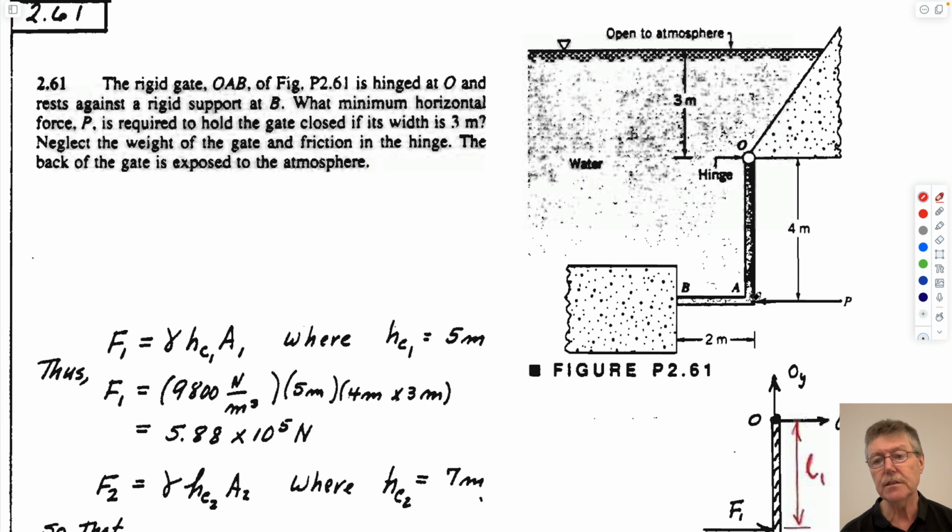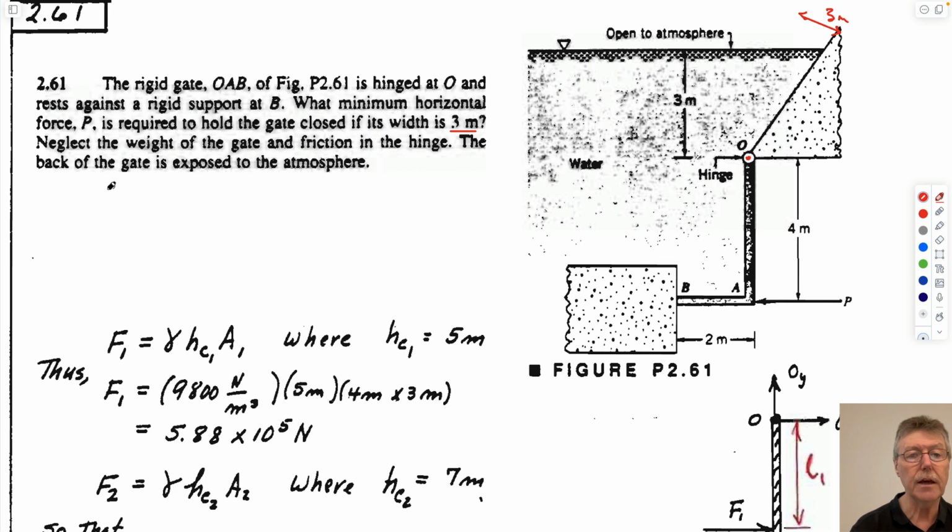You've got a dam which has a gate which is a strange shape. It's hinged here, and so it will rotate. And the question is, what force do you have to apply per unit width of the dam? The dam is 3 meters into the page. So this would be 3 meters to there. And so how do we calculate what's going on?